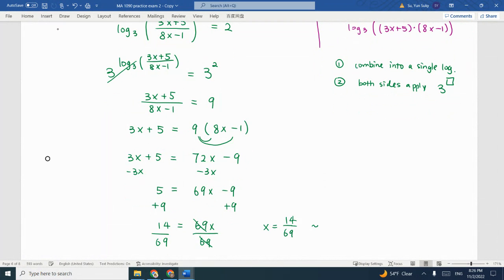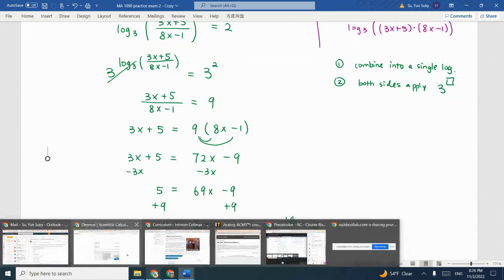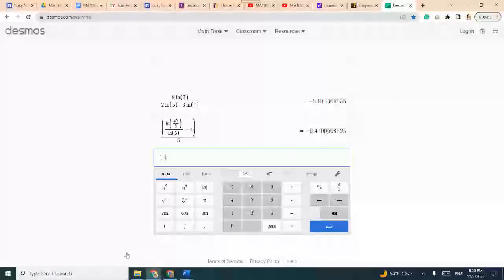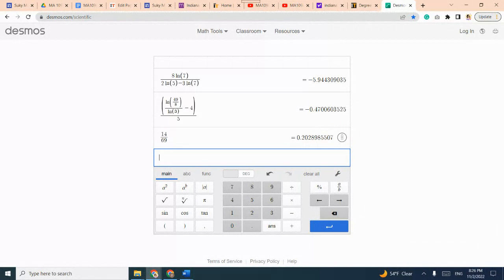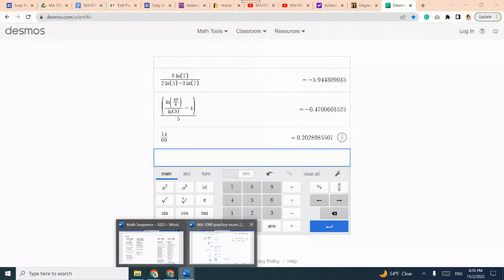Okay, so make sure you bring your calculator, because this is the exact answer, and then you need to use your calculator to approximate your answer to 3 decimal places. So 14 over 69 is 0.203.